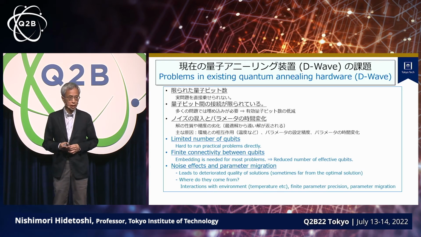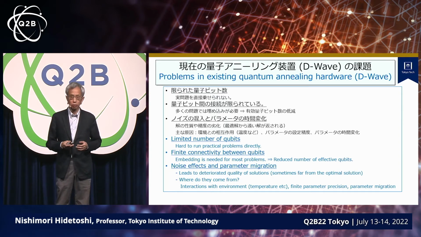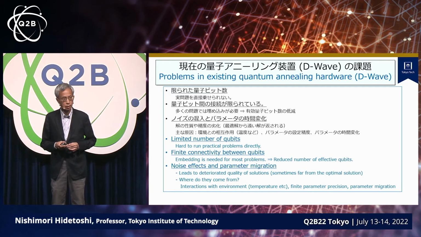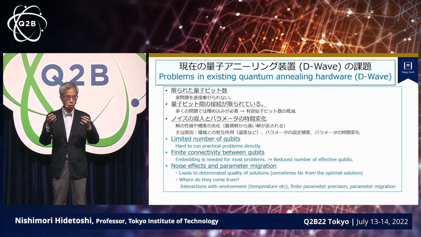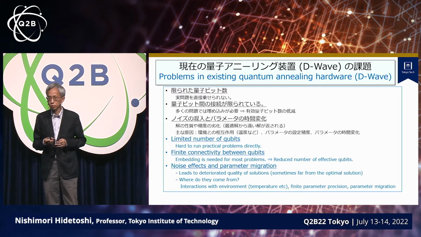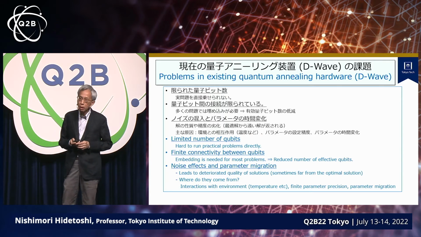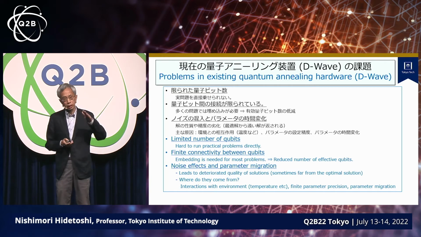And effective qubit numbers is reduced. The next problem is noise effect and parameter migration, because there is thermal noise, and also noise coming from outside, for example, crosstalk. It should not be connected, but in between qubits there is interference, and that becomes noise. We have to solve that issue. And then also the parameter migration issue.